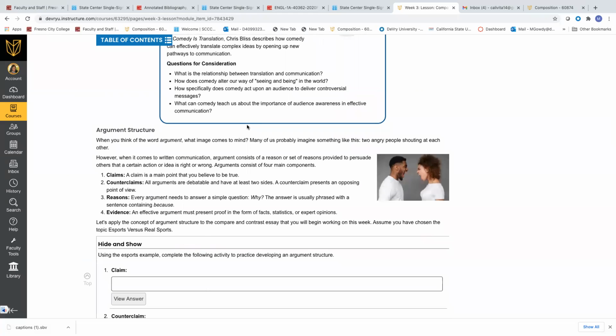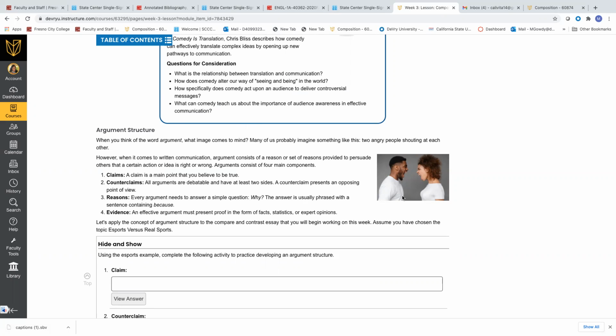So, argument structure. When you hear the word argument, what image usually comes to your mind? Most of the time, many people think of this picture right here of people face to face shouting at each other. However, when it comes to written communication, an argument consists of a set of reasons provided to persuade others that a certain action or idea is right or wrong.